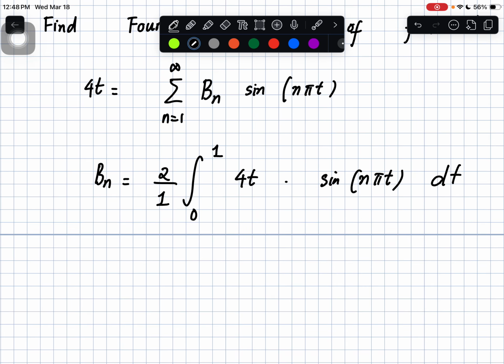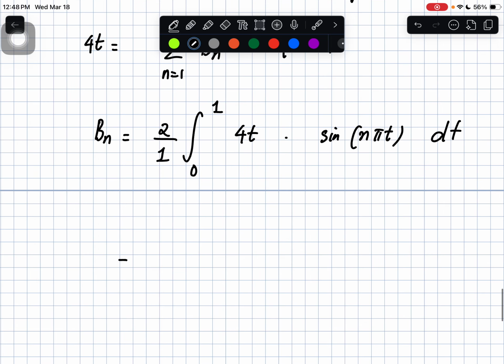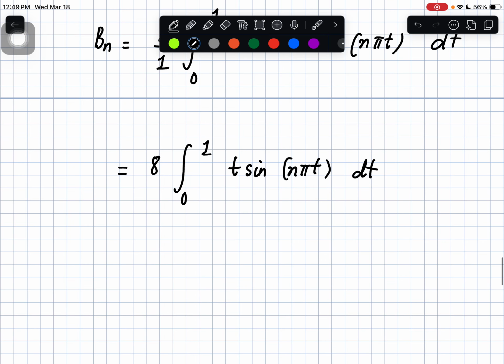We need to compute it. So 8 times the integral from 0 to 1 of t sine n pi t dt. We do integration by parts. This one is 8 times (minus 1) to the n plus 1 over n pi. This is our Bn for all n greater than or equal to 1.